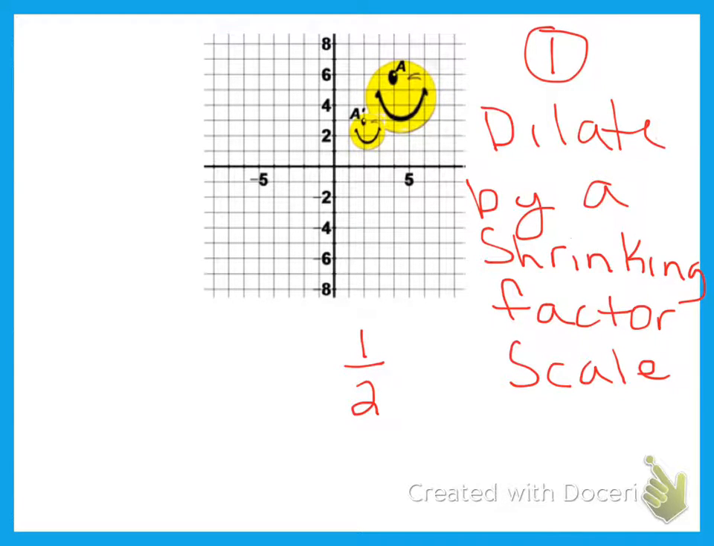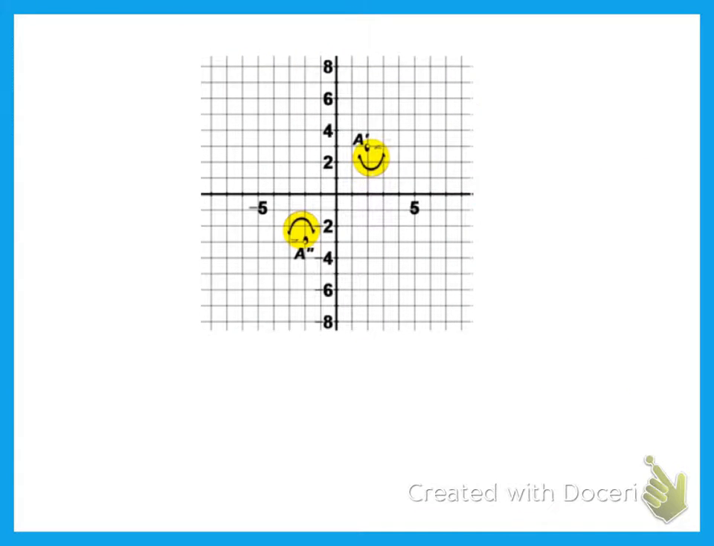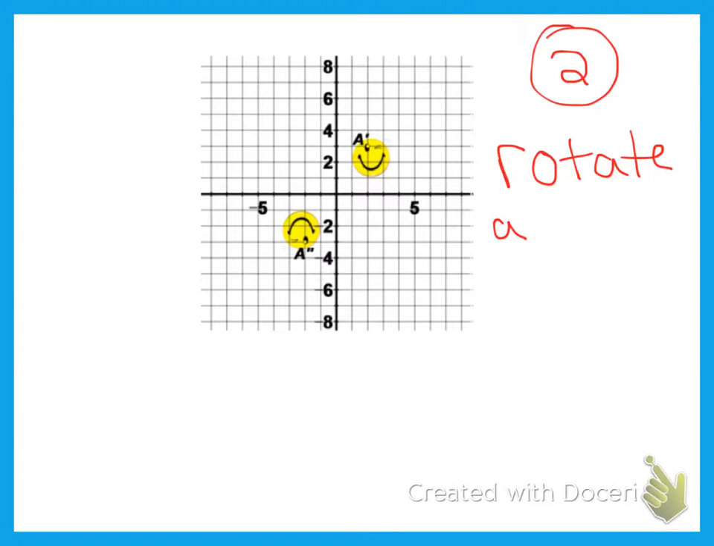Then your next transformation is you've got that A prime now. This is our step 2 now. To get that over there upside down, how would I do that? Well, I could do a series of reflections that would get it over there. Or I could also just rotate around the origin, right? Remember, the origin is right here at 0, 0.